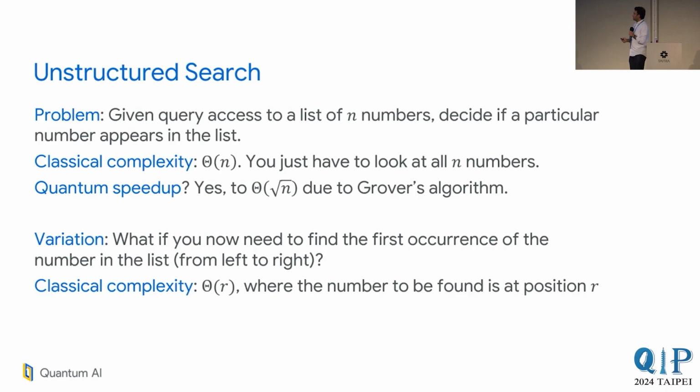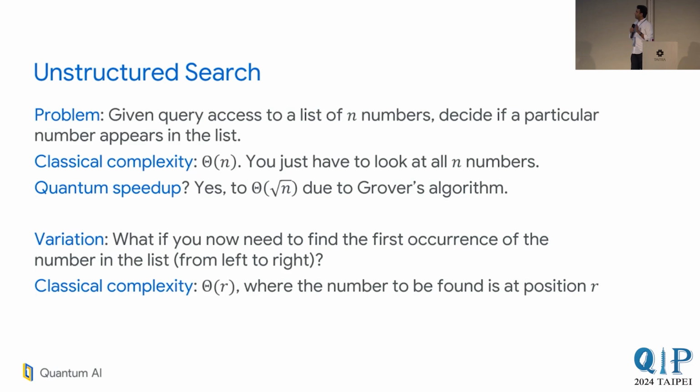Okay, so let's make this a little more complicated. Here's a fun variant of this problem. Instead of trying to find any occurrence of the number that you're looking for in a list of numbers, let's say you're trying to find the first occurrence, meaning from left to right. How would you do this classically? You would just start looking left to right: the first number, the second number, the third number, and so on. Let's say the number appears at position r. Then after looking at r numbers, you found it. Because it appears at position r, you've made r queries and you found the number.